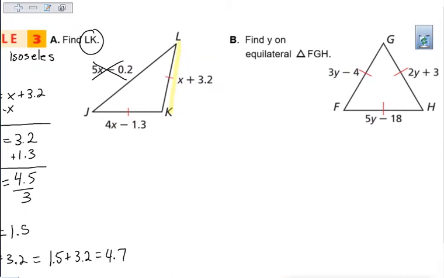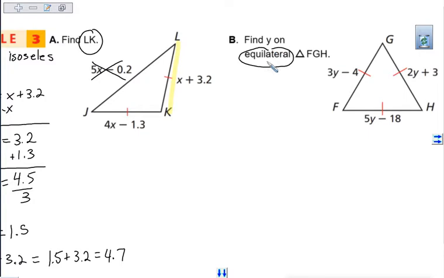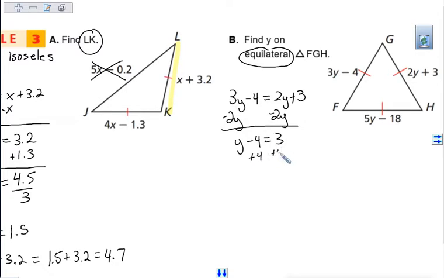Our next one, we have an equilateral triangle. Remember, in equilateral triangles, all of your sides are congruent, and we have information about all three of our sides. So it doesn't matter which of those three sides we choose. So we have 3y minus 4 equals 2y plus 3. Subtract 2y from both sides. So y minus 4 equals 3. Add 4 to both sides. And y equals 7.